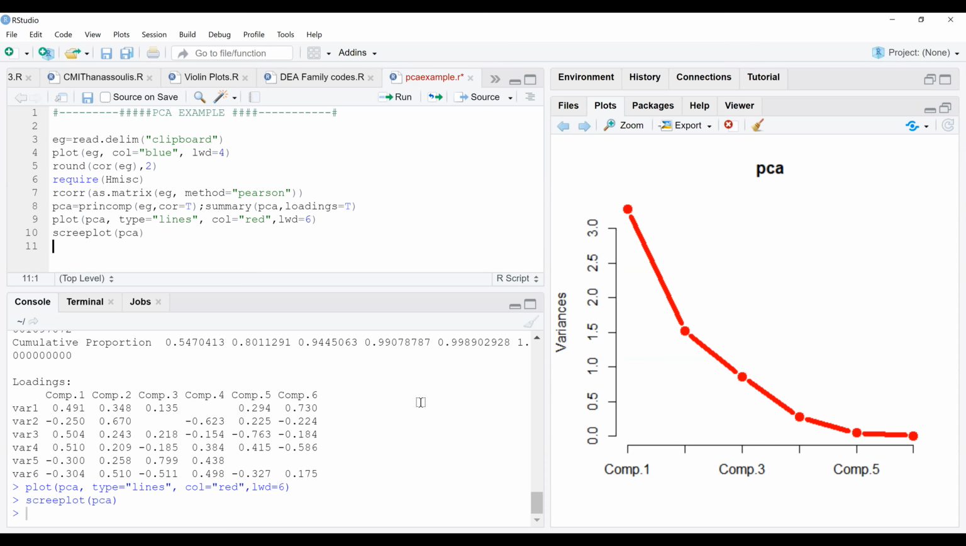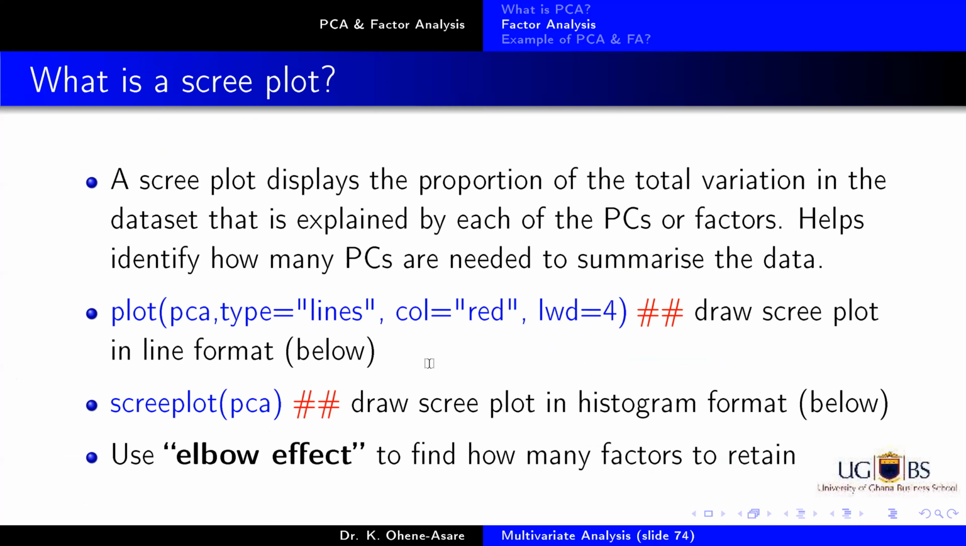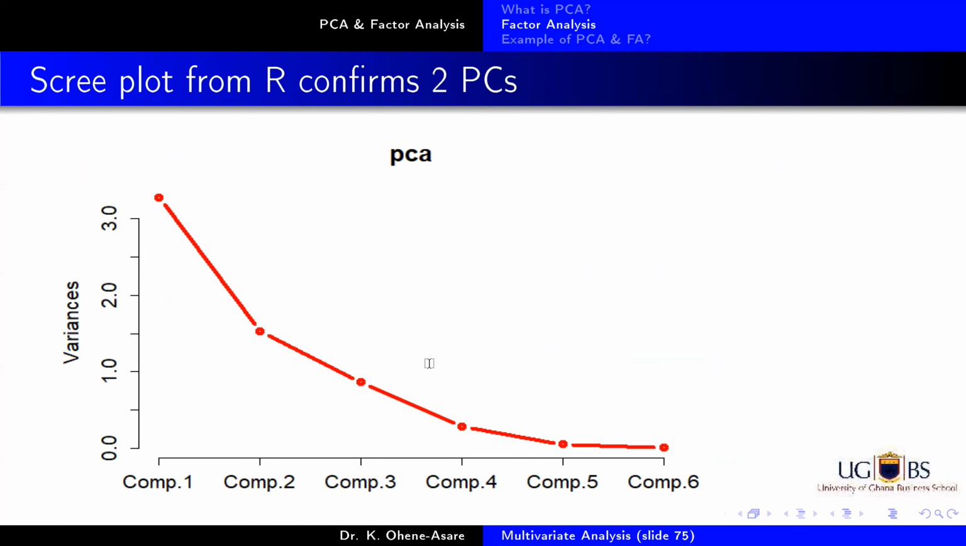So let's go to the question we were asking. The question is, using the elbow effect, how many factors are extractable? How many principal components are extractable using this elbow effect? What will you say? Does the elbow effect confirm components of 3 or components of 2? What do you say?